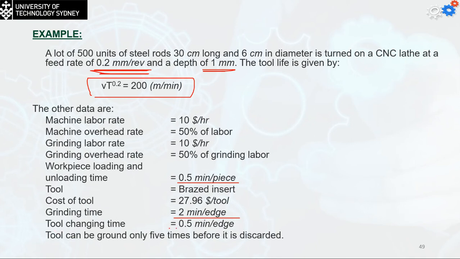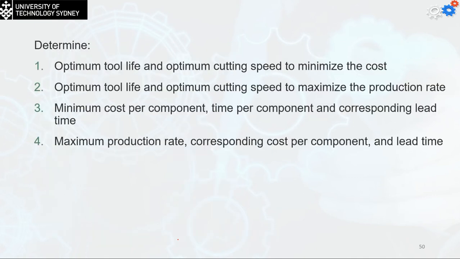The tool changing time is going to take 0.5 minutes per edge. The tool can be ground only 5 times before it's going to be discarded. So we have 5 edges that can be ground before we discard the tool. Just remember that the tool itself is going to have a fresh tool edge that we can use at the beginning. Now, what we need from this question is to find the optimum tool life and the optimum cutting speed to minimize the cost. Second, the optimum tool life and the optimum cutting speed to maximize the production rate.